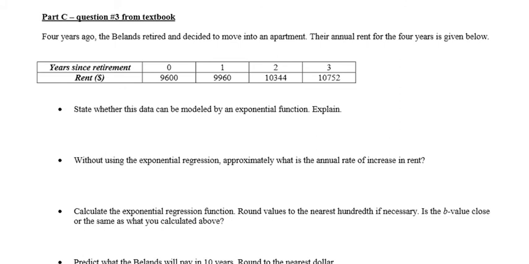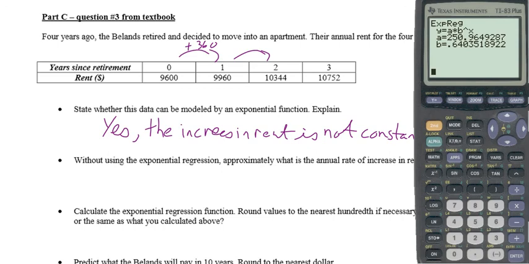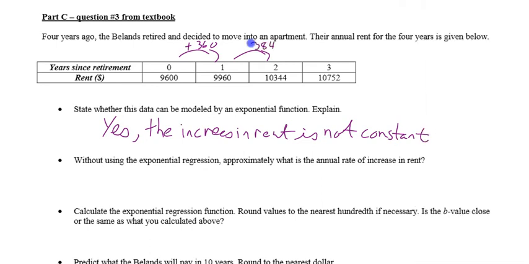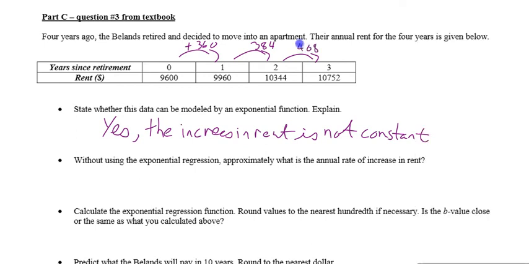Yes. The increase in rent is not constant. Okay, so you could do that by saying we go up by 360, we go up by 10,344 minus 9,960, 384. And then 10,752 minus 10,344, 408. Okay, so it's increasing, but each time it increases by a larger amount.